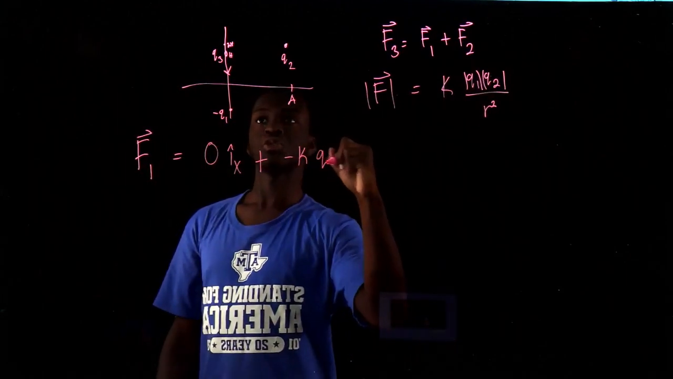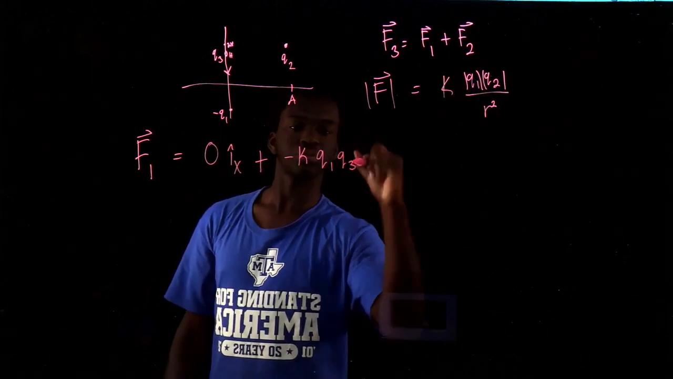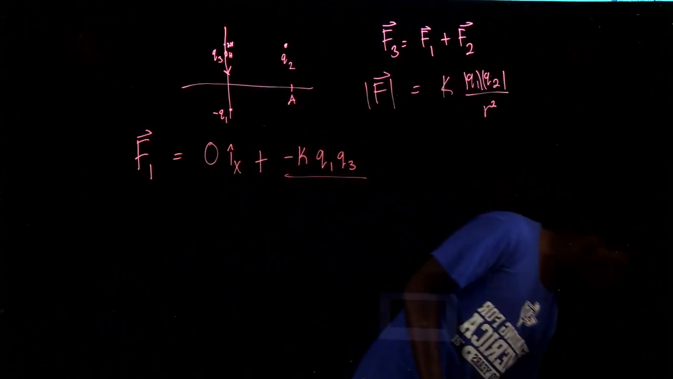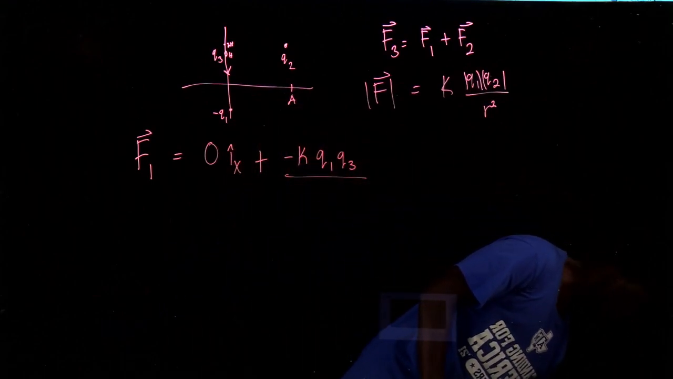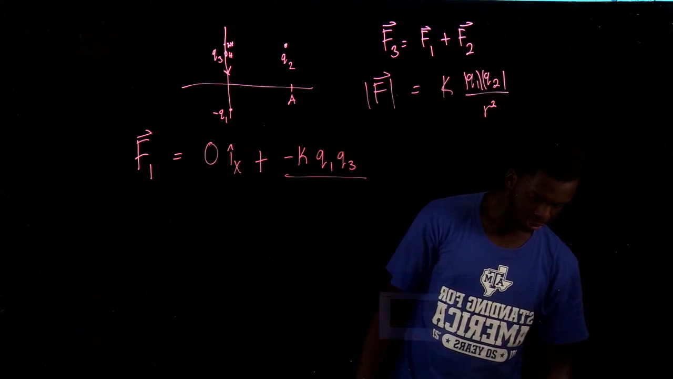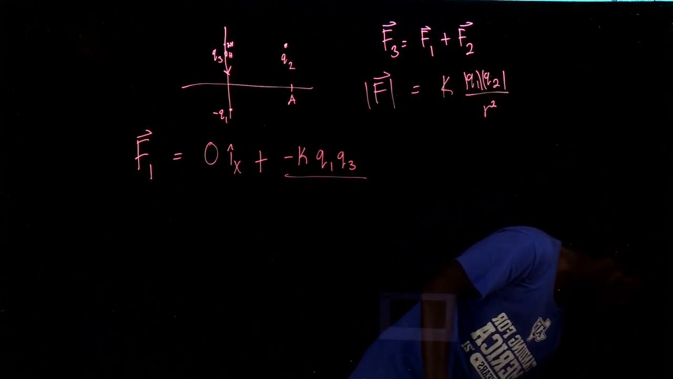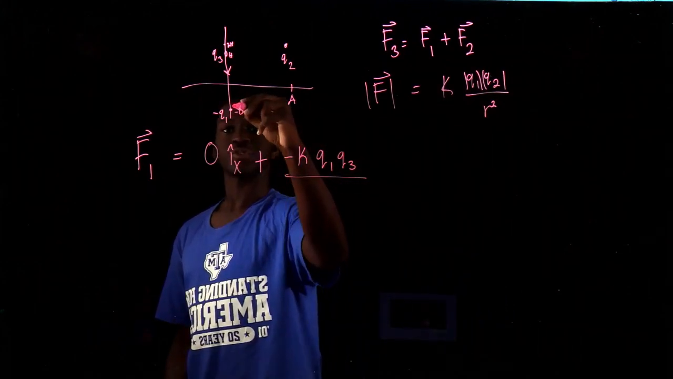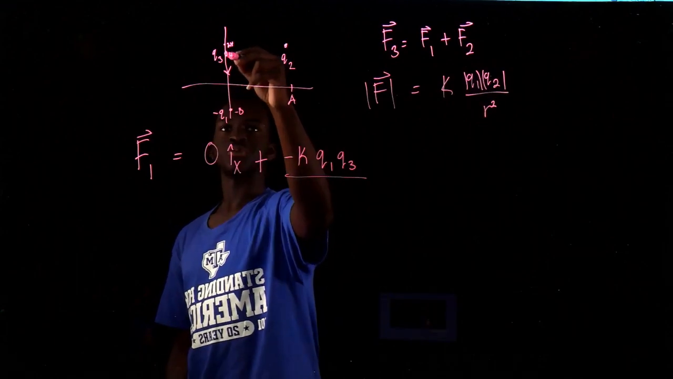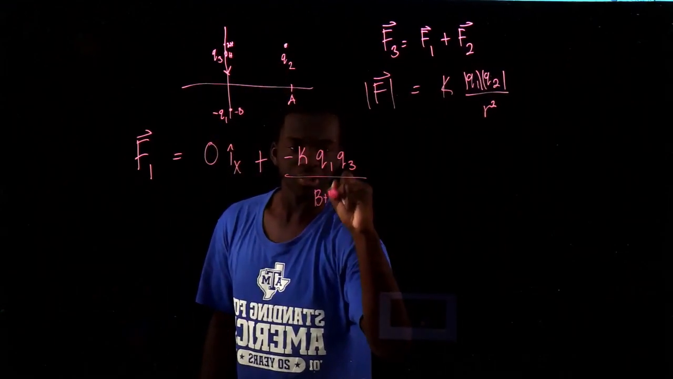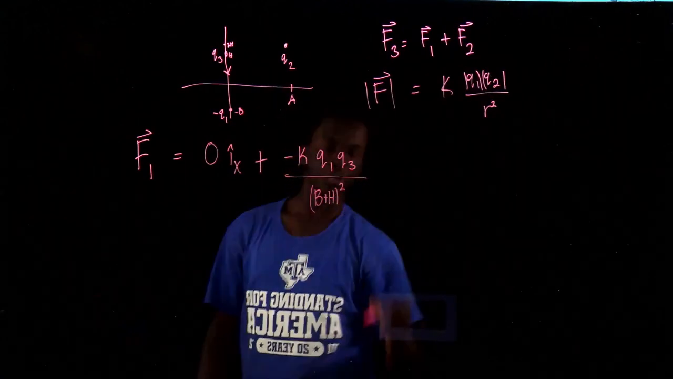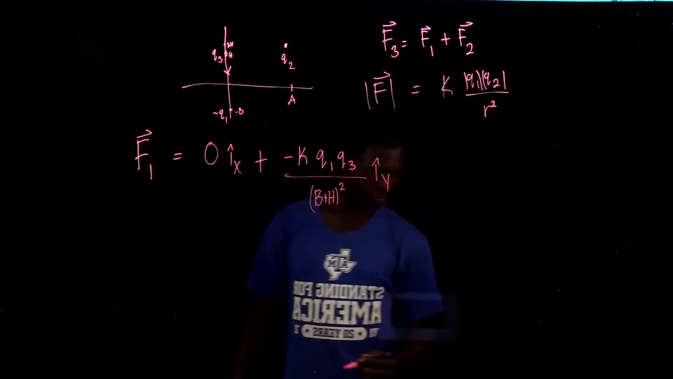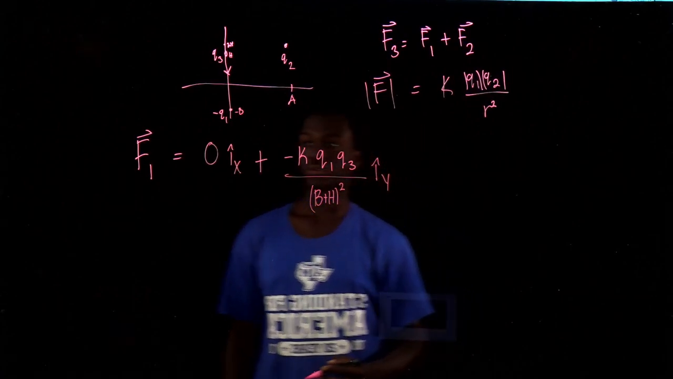Then we have Q1 acting on Q3 over the R, are we given what negative Q1 is? Okay, yeah, the R is gonna be B plus H squared, zero negative B. Yeah, we're given this is negative B, so this to here is B, and this to there is gonna be B plus H squared. And this is gonna be in the i hat y direction. And that's it for the force of one.